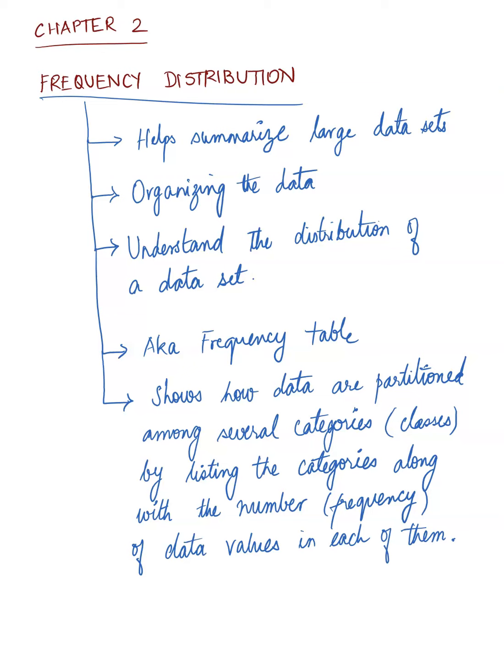Then I could go from 5.1 to 5.5 and so on. It just depends on how we want to categorize. In fact, there is a way in which we do it. And so that is what we mean here in a frequency table.